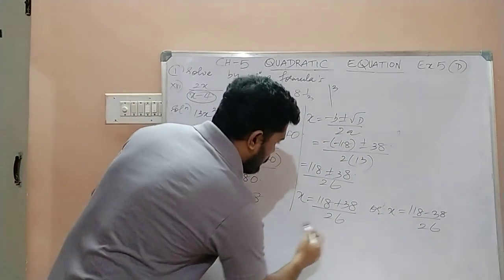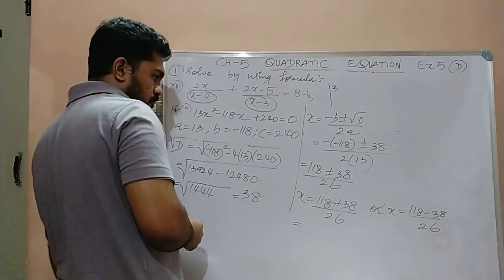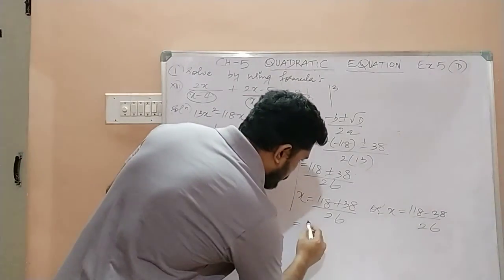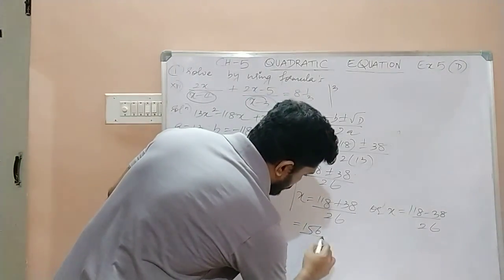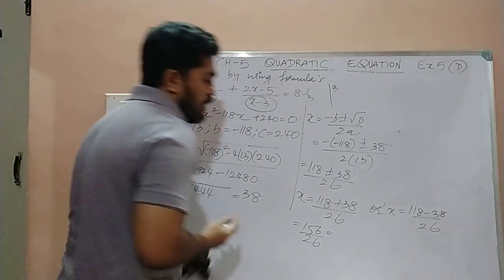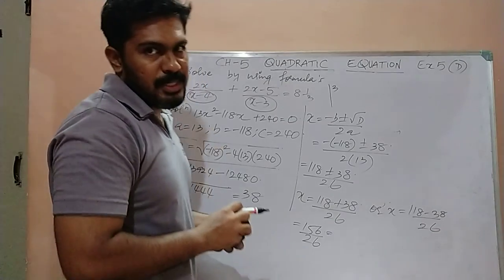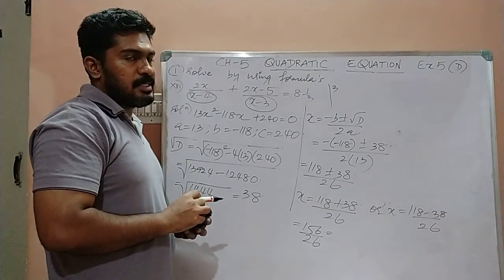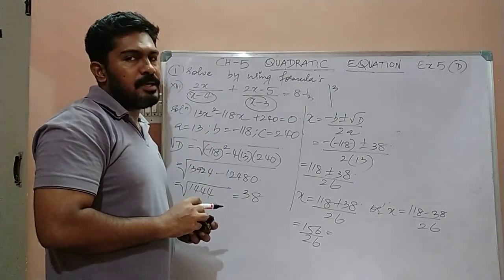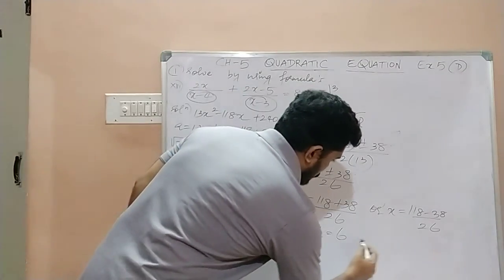How much is 118 plus 38? I think it is 156. So you get 156 by 26. Is it divisible, 156 and 26? I think so. 26 into 6 is 156. So you get 6 over here.